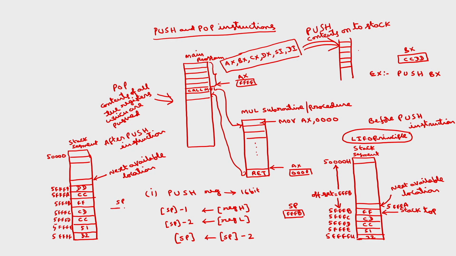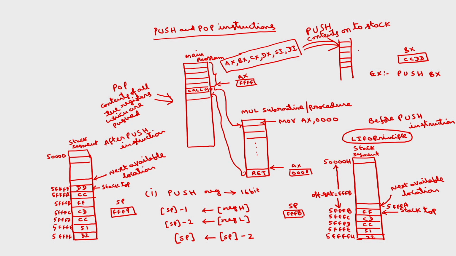Now what will be the contents of the stack pointer? We know that the stack pointer always holds the offset from the starting of the segment to the stack top. Now this becomes the stack top. So it's clear that the difference from here to here is FFF9. Compared to the previous value, this will be SP becomes SP minus 2. So this is the operation that takes place in this push operation.